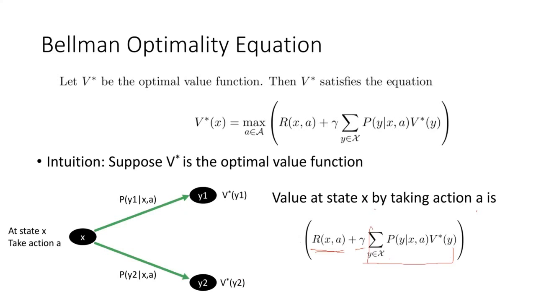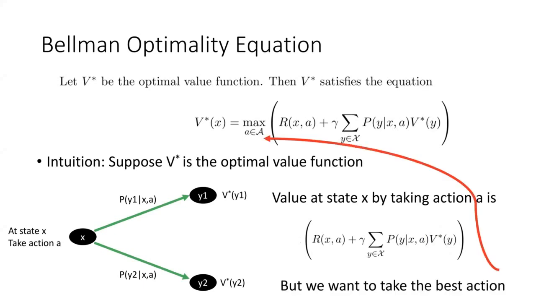So this is the value corresponding to the state Y, and then you want to multiply the probability of being in the state Y given that you are in the state X and you take an action A, and then you want to sum it over all possible states. That is nothing but the expected value of the next state. So current reward plus gamma, because you want to include the discount factor, times the expected value of the next state, is going to be the value corresponding to state X and action A.